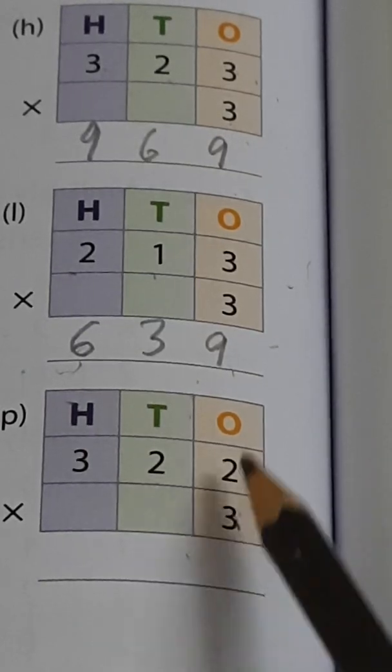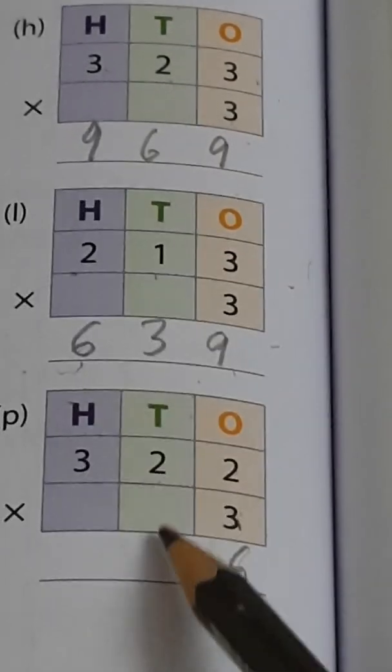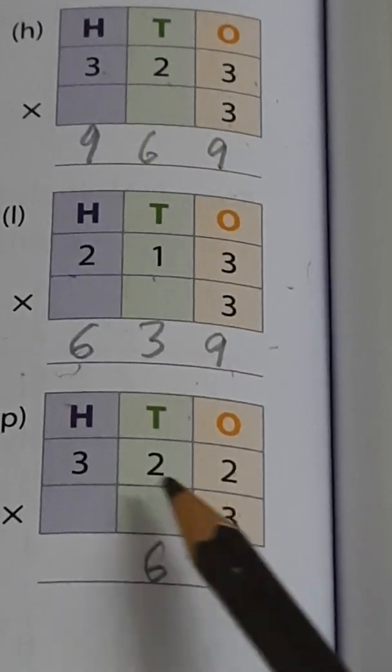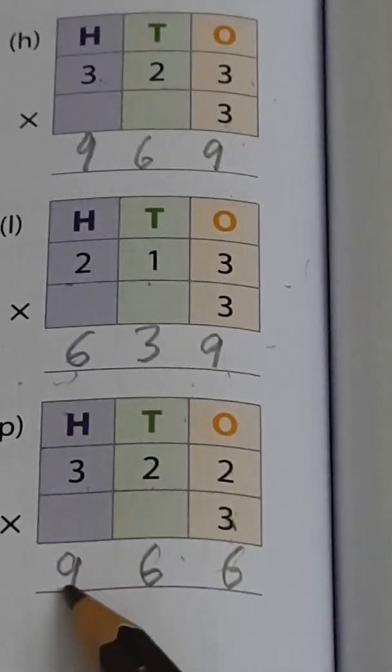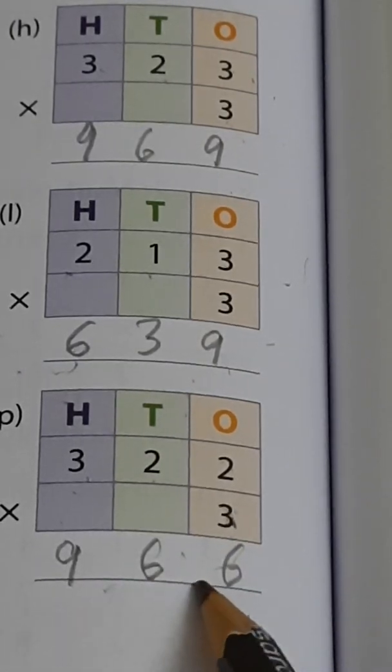Multiply the ones. 3 2s are 6. Right here 6. 3 2s are 6. 3 3s are 9. It means 322 multiply 3 is equal to 966.